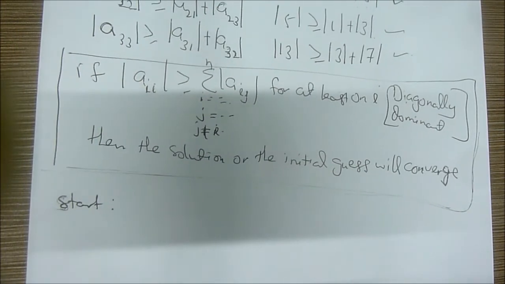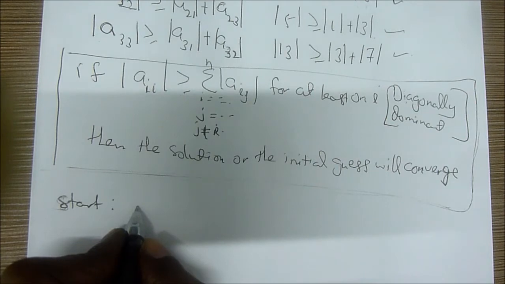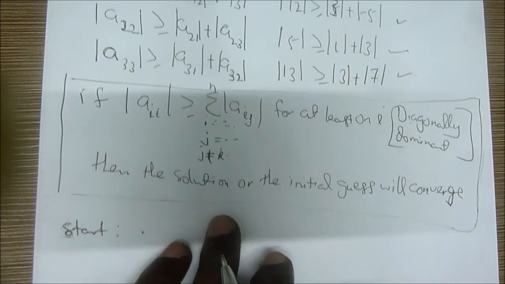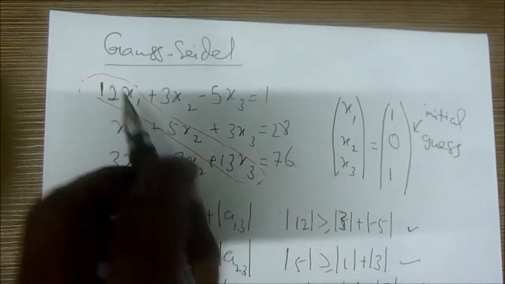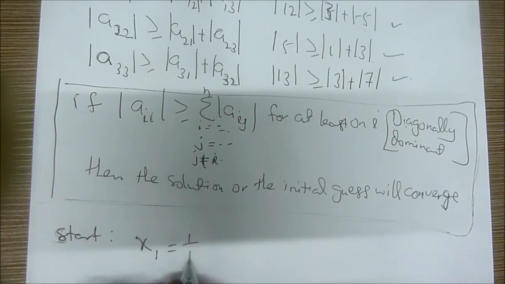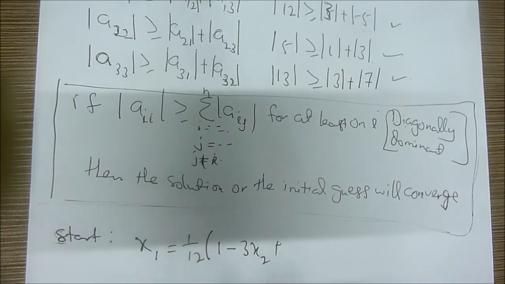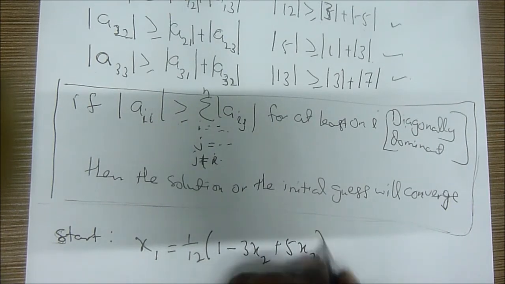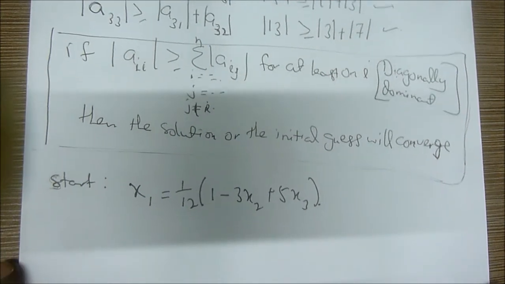Now, coming back to the other idea. For x1, later I'll change it to k1, k2 and so on. We just pick x1 and bring the rest to the other side. This is the easiest method. You can see 12x1 equals 1 minus 3x2 plus 5x3. The same thing you can do here.